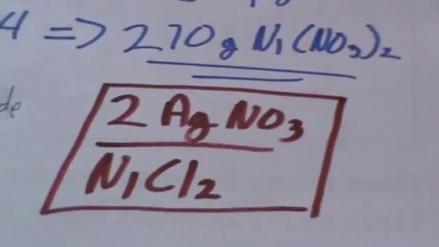Just so you know, anything on this balanced equation can be a conversion factor. For every 2 of these, you can get 1 of these. For every 1 of these, you have 1 of these. That's just another way to look at it. So we can start off with our nickel chloride, because we have 125 grams of nickel chloride, and we want to find how many grams of silver nitrate is going to be required. So we can start off with this right here.